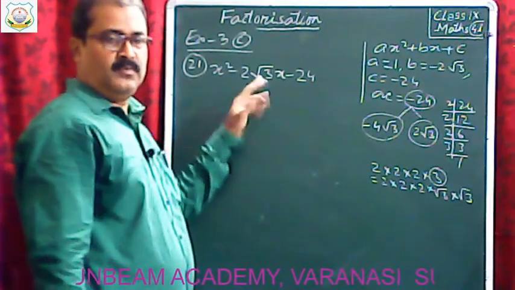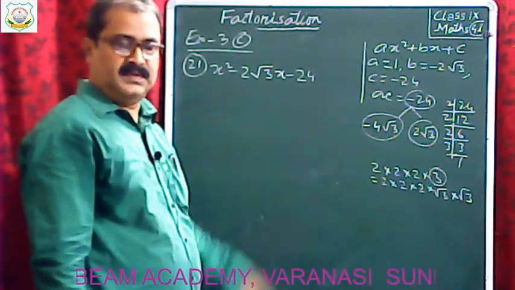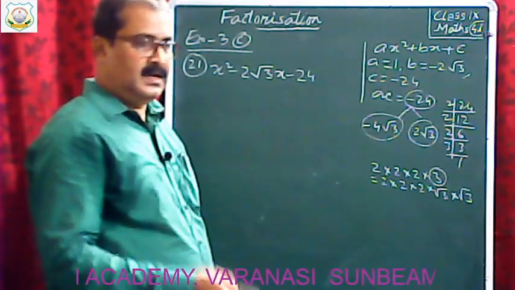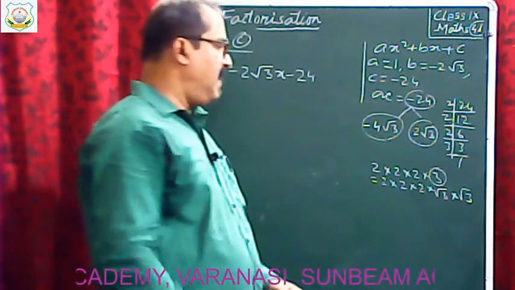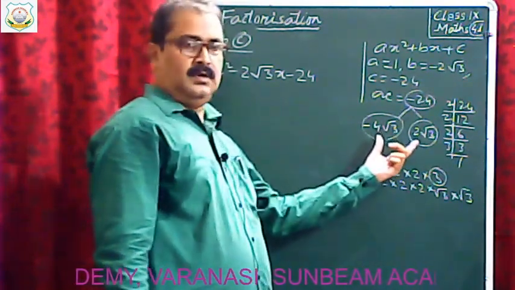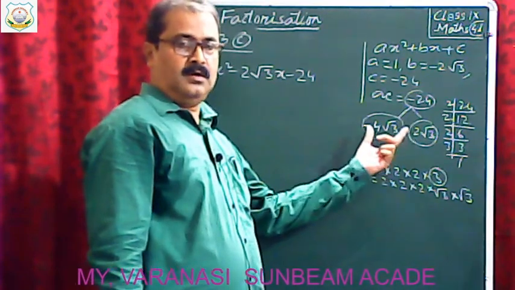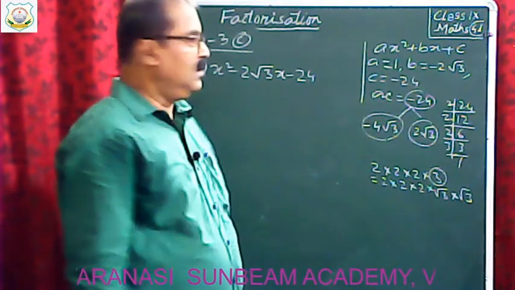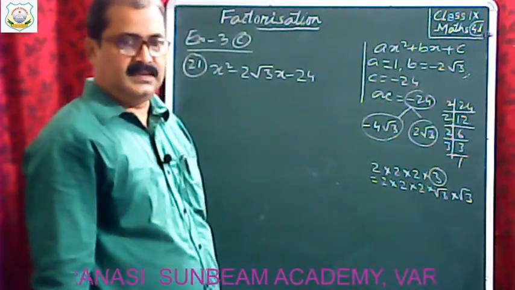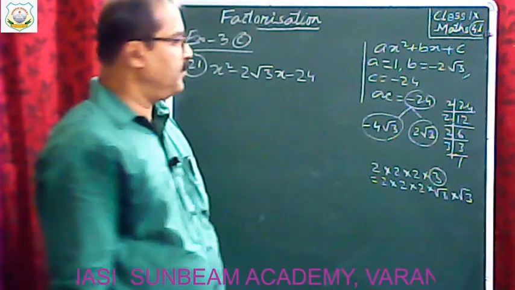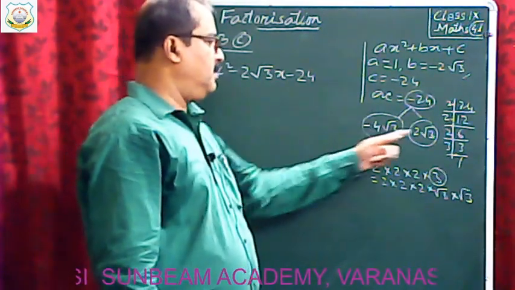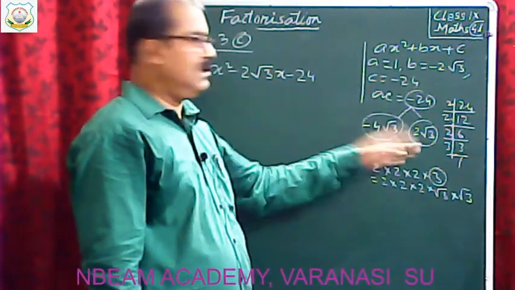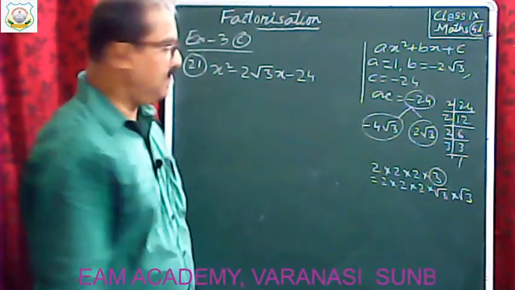Clear? So first of all, we have to check what is b. b is given in terms of root 3. We have to factorize the product of AC, and thereafter express it using root 3, and thereafter rearrange the factors into two terms whose sum or difference must be minus 2 root 3 and product must be equal to the product of AC, that is minus 24. So check it, minus 4 root 3 plus 2 root 3 equal to minus 2 root 3 and product is minus 24. Clear everybody? Now carry on.